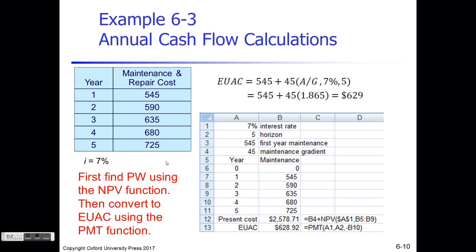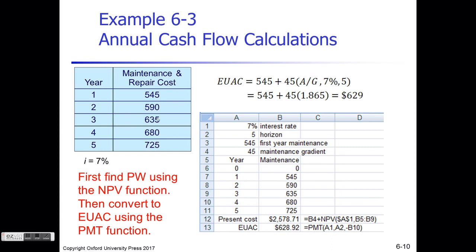Well, you know that the constant value that you will pay is going to be 545, and the gradient is going to be 45, correct? 545 plus 45 is going to be 590. 590 plus 45 is going to be 335. 335 plus 45 is going to be 380. 380 plus 45 is going to be 725. So you know that the A value is going to be 545.